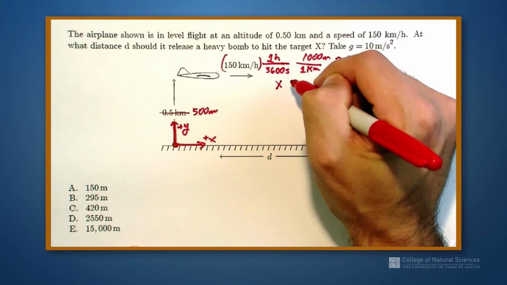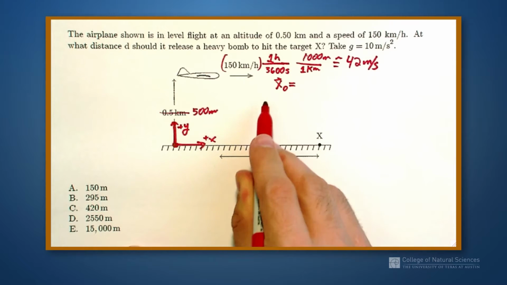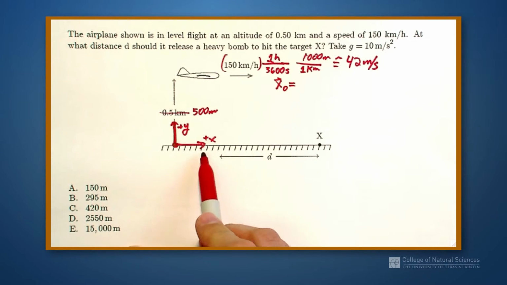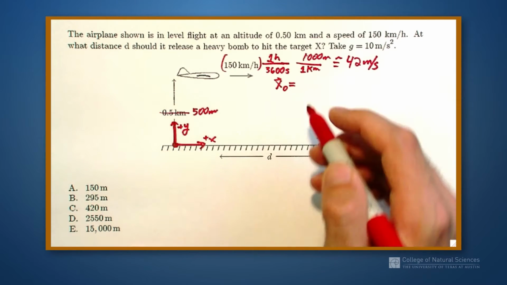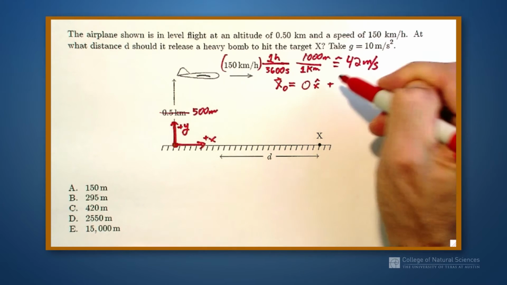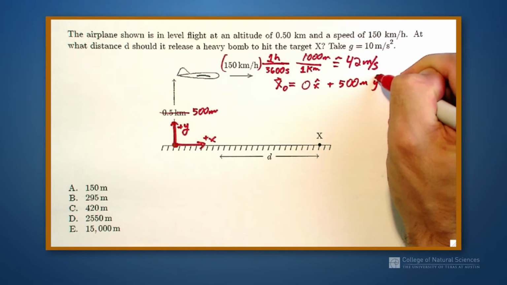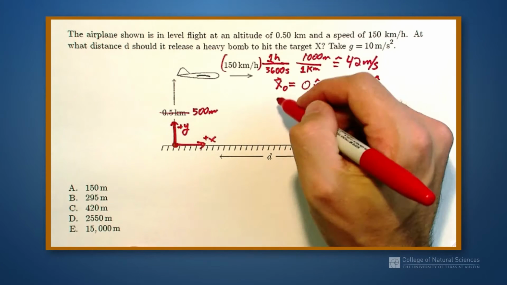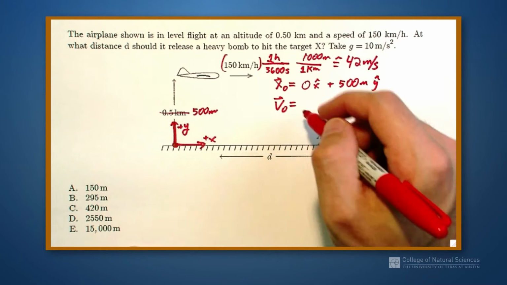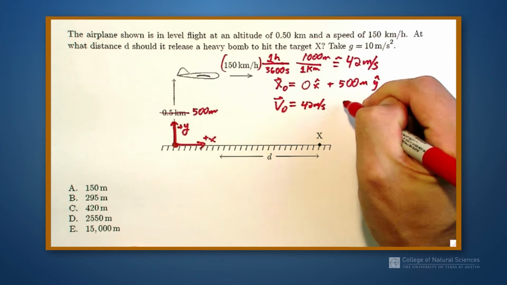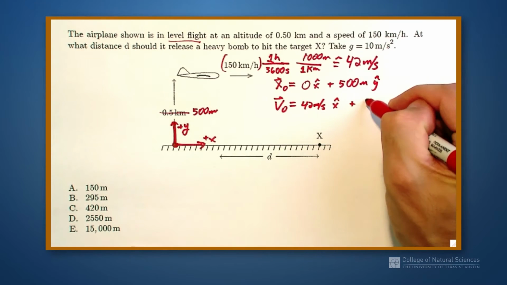I'm going to do my original position. My original position, x naught, looks like I'm just dealing with the x coordinate, but it is a vector, so I have 2 pieces for it. I see that it is 0 in the x direction, and 500 meters in the y direction. So my vector looks like this. My original velocity, I can say, is 42 meters per second in the x direction. And since it's not going up, it's in level flight, 0 in the y direction.